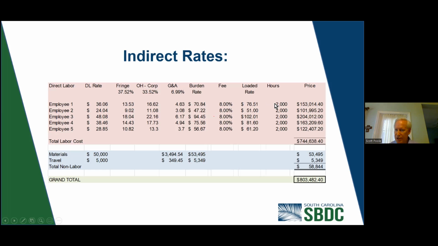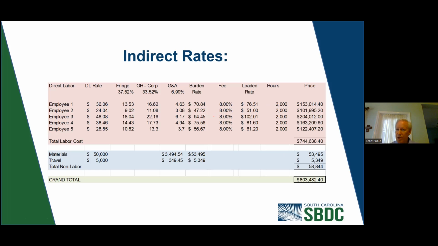And if everybody's getting 2,000 hours, that'll equate to all the price here. So the price for the labor was $744,638.40. Now, in some contracts, you'll see where it's okay to put your direct cost in, load it all up, and multiply this.